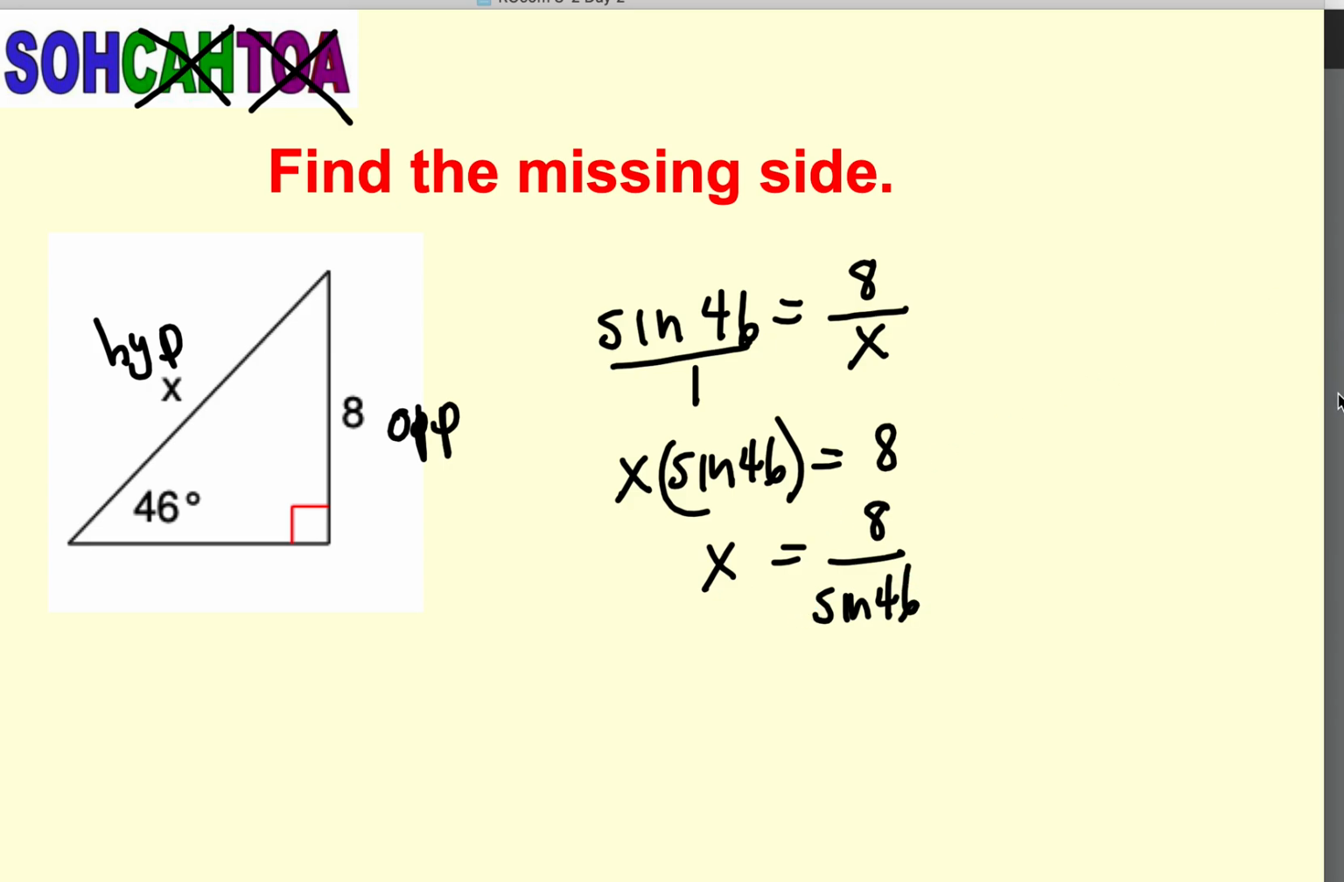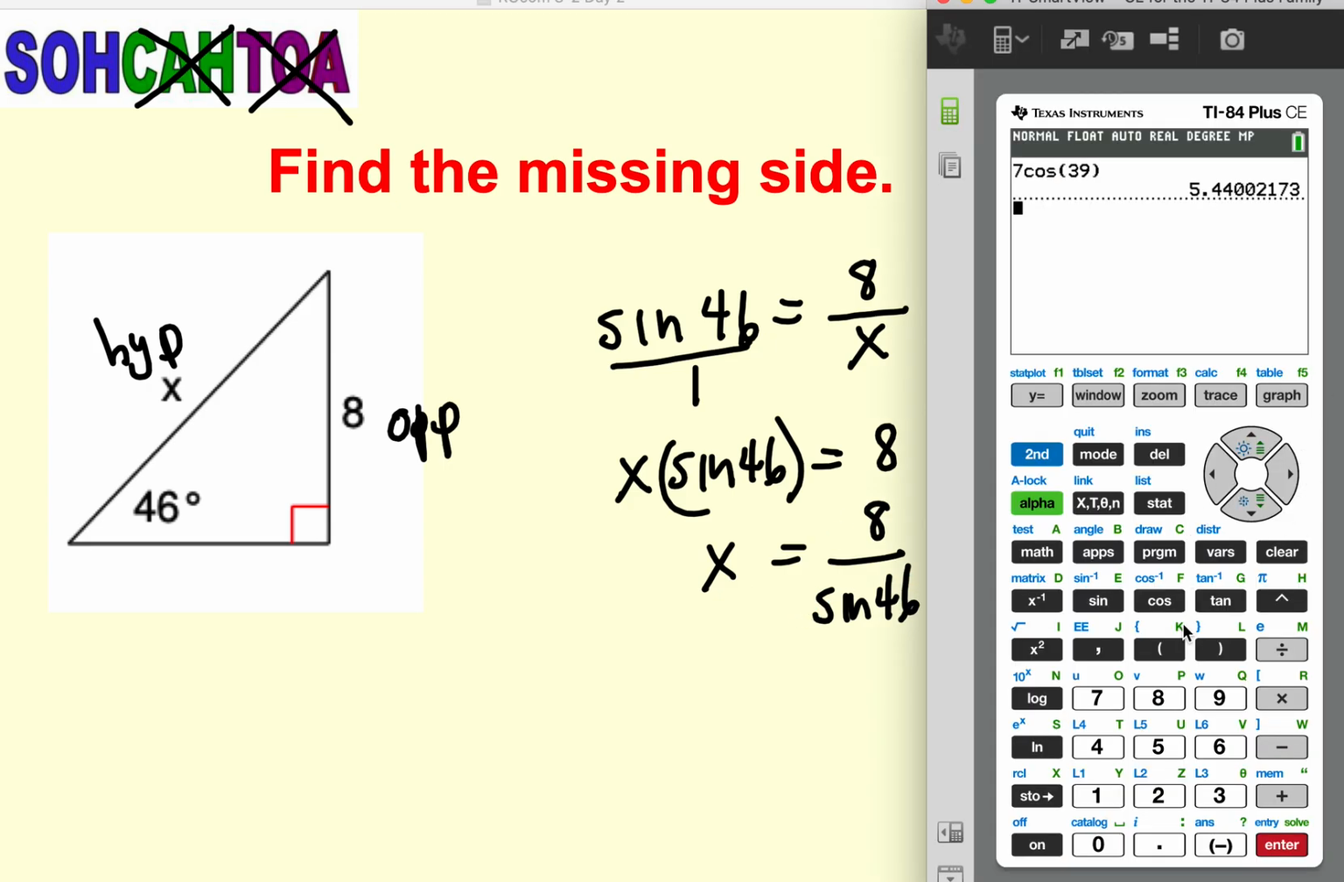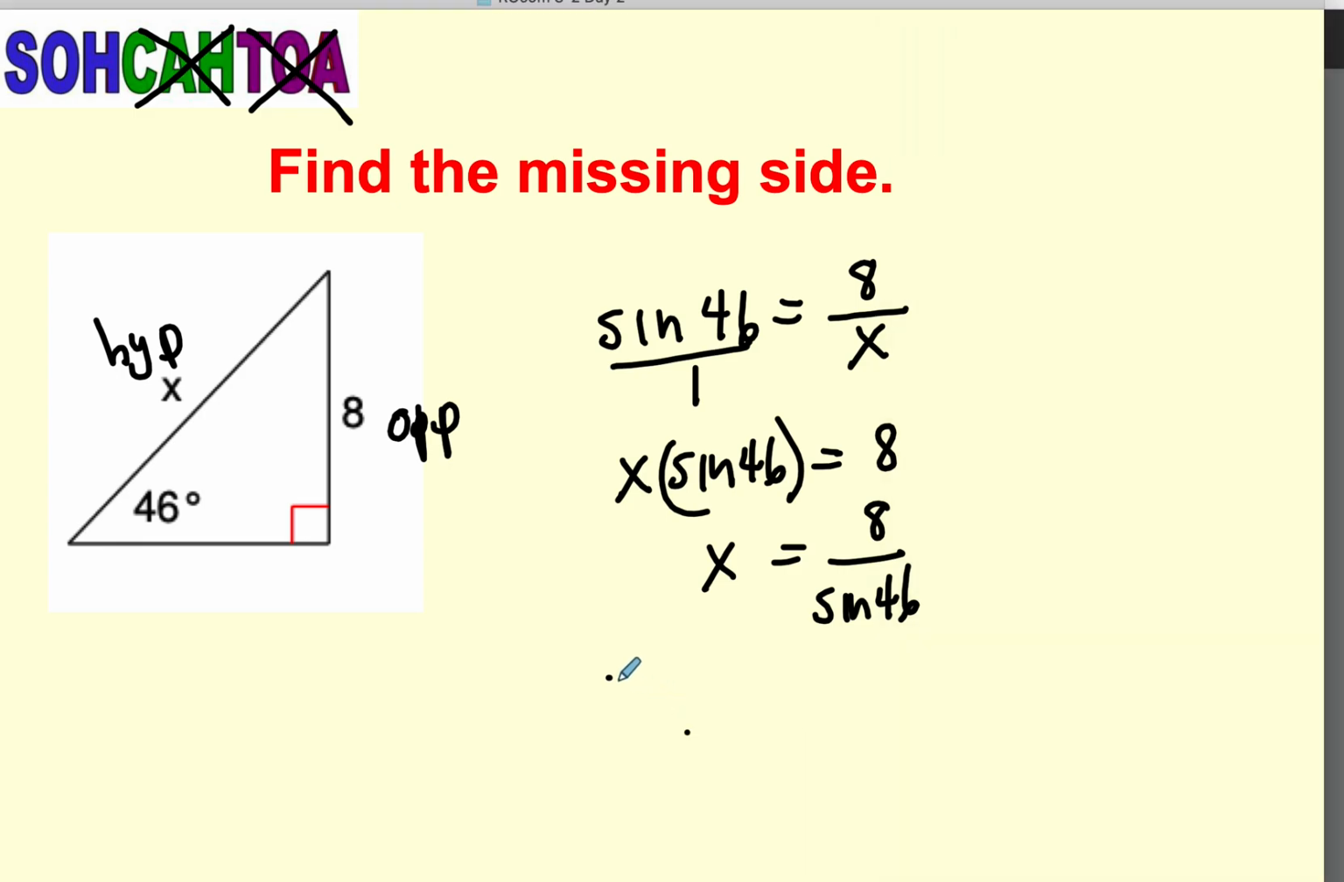Okay, so let's go ahead and do that. We're going to press 8, then we're going to press divided by sine of 46. The calculator knows that decimal, and so the answer is 11.1. Okay, x is approximately 11.1. And 11.1 makes sense because it should be bigger than 8. The hypotenuse should be bigger than the leg.